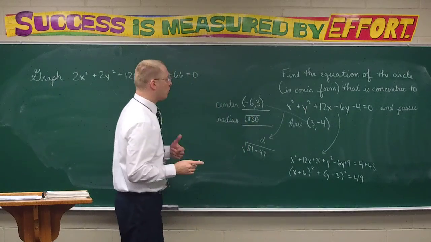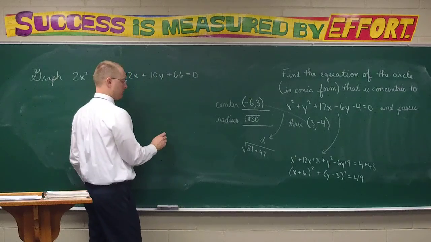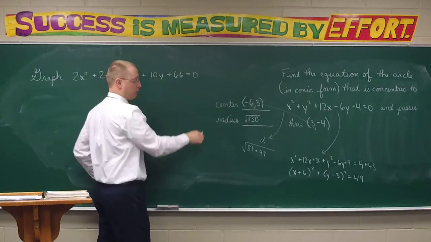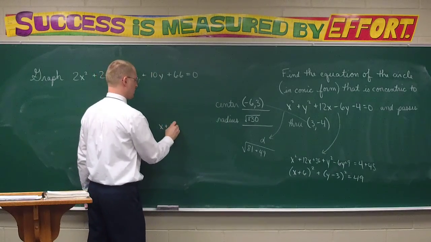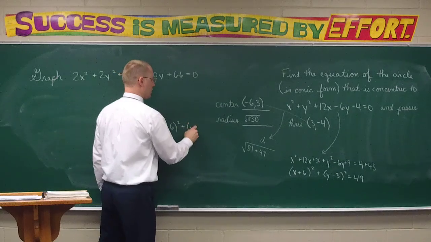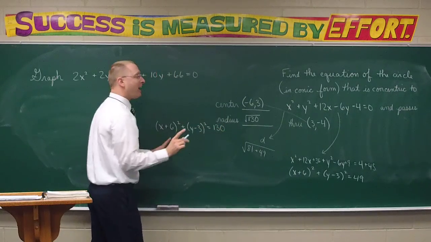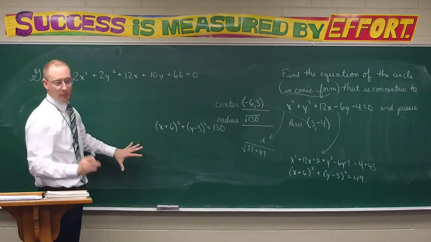And so, what is my circle's equation? Quentin? Not the final answer, not the conic form yet, but what's my circle's equation? (x + 6) squared plus (y - 3) squared equals 130. There we go. But since they said they want it in the conic form, Jamie, I've got to now blow it back up into the conic form.